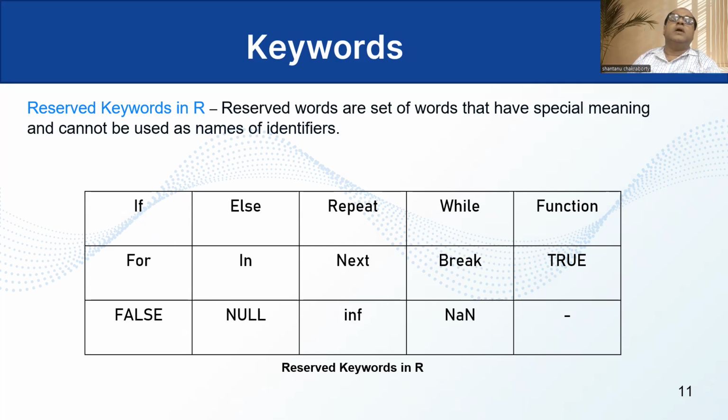The keywords are those words that have a predefined meaning, and identifiers are something which are user defined. For example, the name of a variable, or the name of a function that is given by a user. All these are examples of an identifier. So there is a difference between an identifier and a keyword that we use in our programming language.